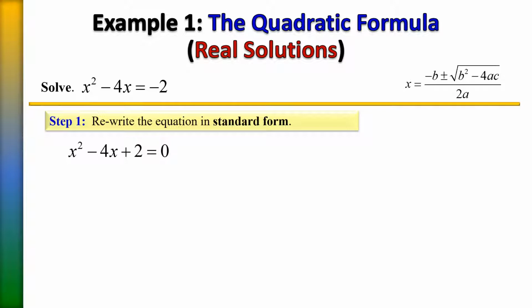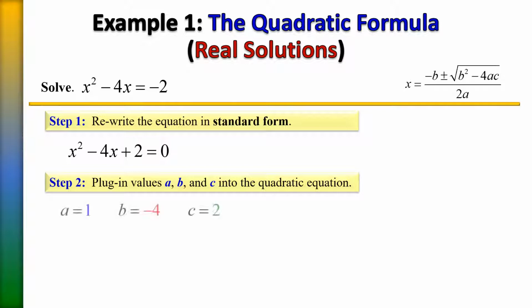Notice the coefficient of the first term is 1, so a is 1. The coefficient of the second term is negative 4, so b is negative 4. And the coefficient of the last term is 2, so c is 2. Once we assign variables, the next step is to simply plug them into the quadratic formula and do the math.